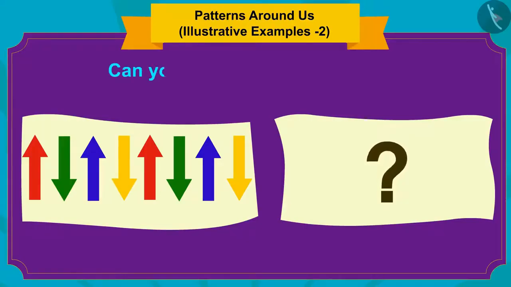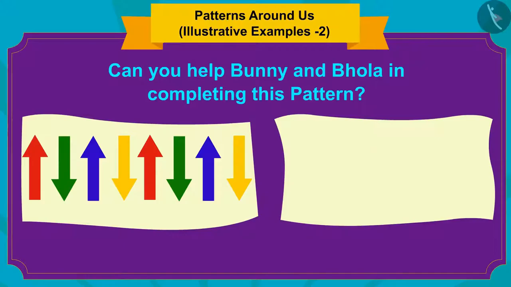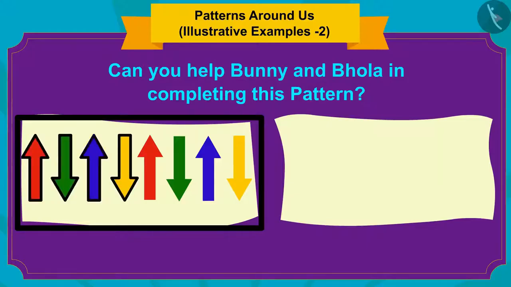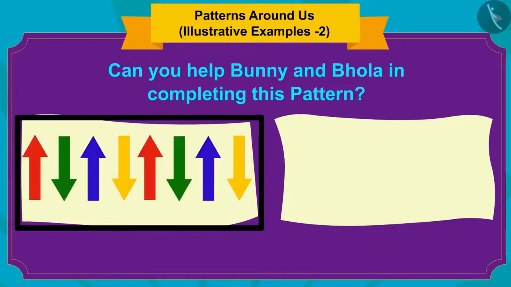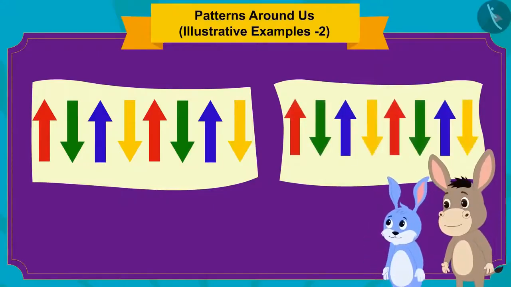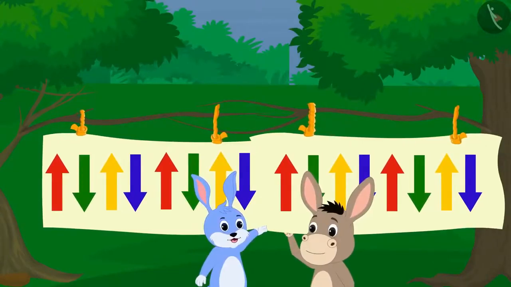Children, can you help Bunny and Bhola in completing this pattern? Well done! Your answer is absolutely correct. Here, in the pattern of the curtain, a group of such red, green, blue, and yellow arrows is repeated, thereby making the pattern. Bhola and Bunny made this pattern on the other side of the screen with your help, and then pulled the two curtains closer and completed the pattern.